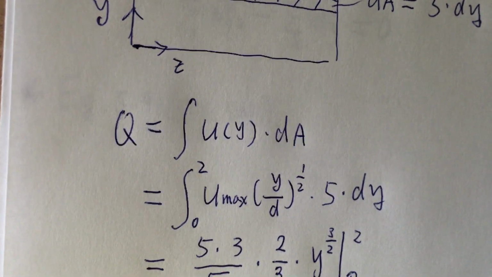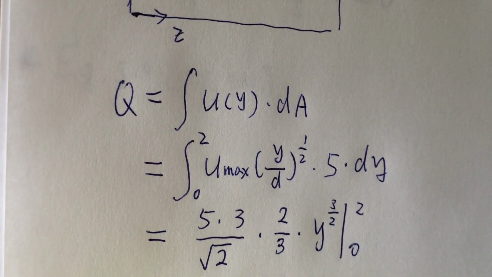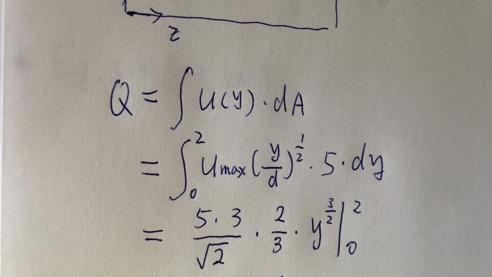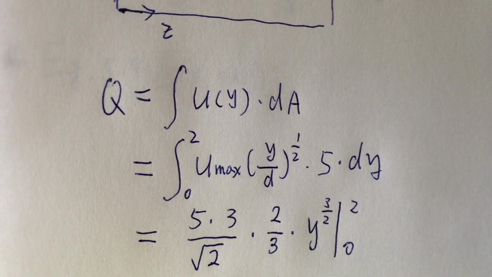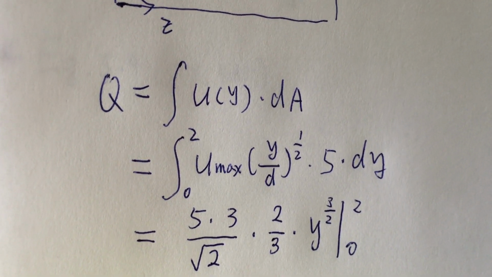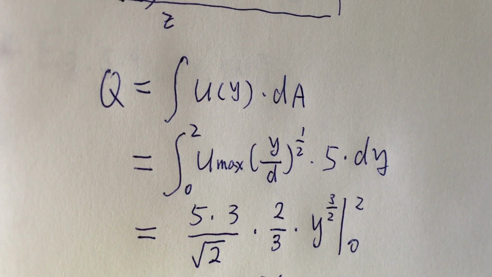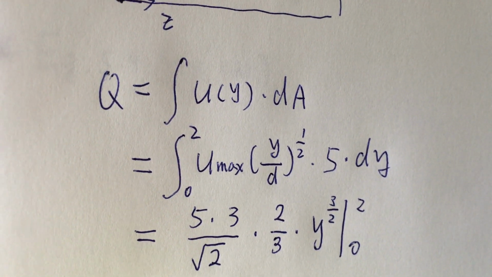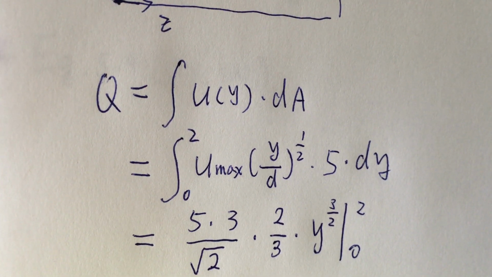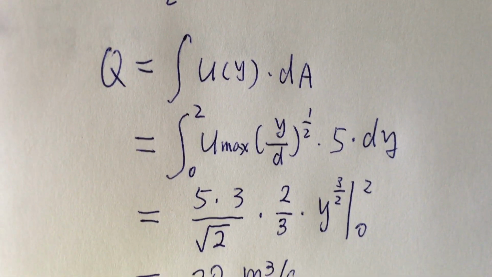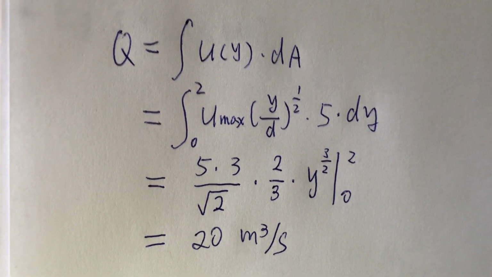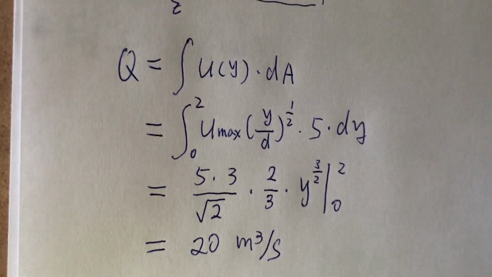So U max and d are all given, so you can move them out of the integration. Then you take the integration of the square root of y, which becomes 2/3 y to the power of 3/2. The limit is 0 to 2. So you can calculate the flow rate equals 20 cubic meters per second.